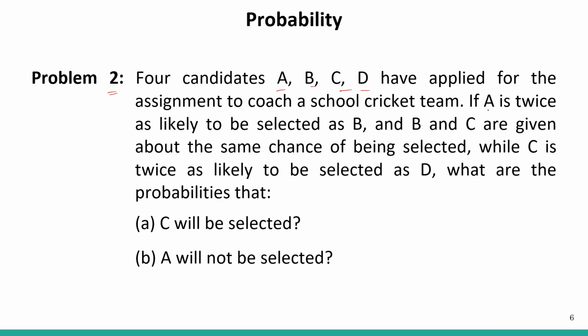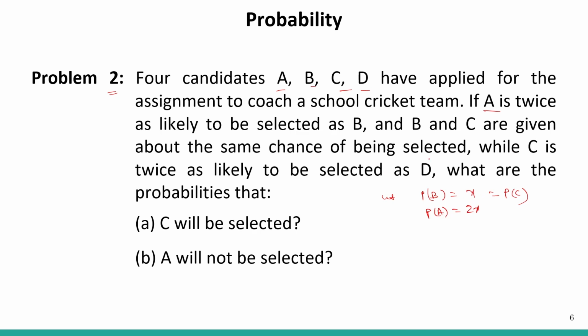Okay, so A is twice as likely to be selected as B. Let probability of B be x. Then probability of A is equal to what? 2x, as given right here, because A is twice as likely to be selected as B, and B and C are given about the same chance of being selected. So this is equal to probability of C. Let it also be x.